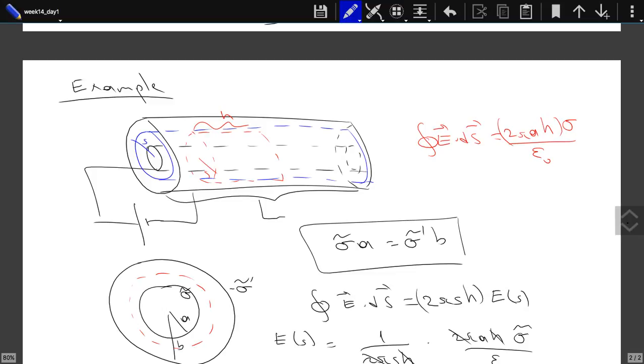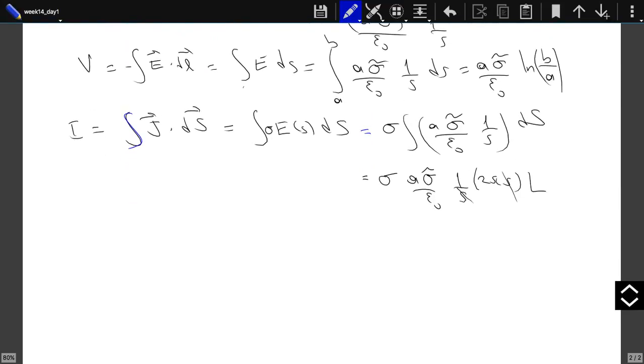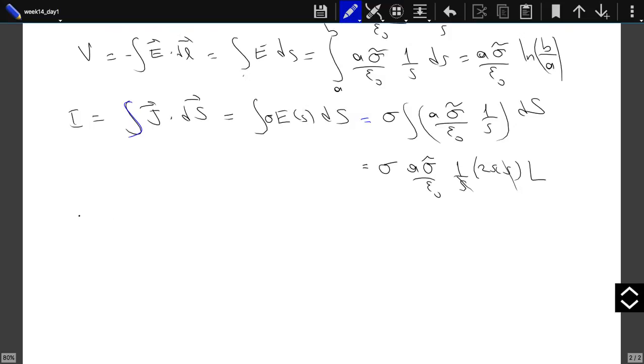Otherwise, it will tell me that there is a charge accumulation somewhere, where in this problem, still we don't consider charge accumulation anywhere. Charge shouldn't be accumulated. We are still considering steady systems. So it should be independent of where I put this cylinder, this blue cylinder, and hence that is actually what I obtain. So the I is just conductivity sigma times A times sigma tilde, which is the charge density, times 2 pi L over epsilon 0.